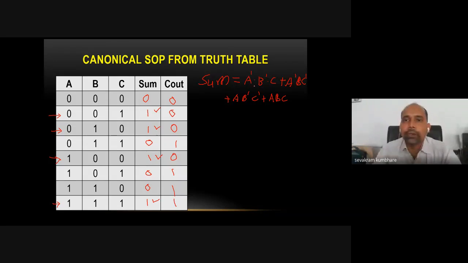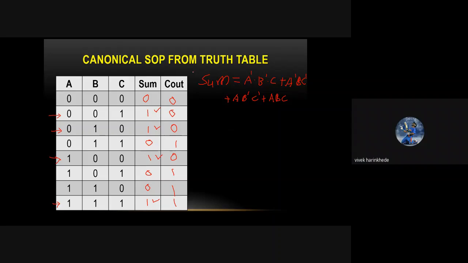Sum is equal to A bar B bar C plus A bar B C bar plus A B bar C bar plus A B C. This is the SOP form of sum. Got it? Yes, sir.